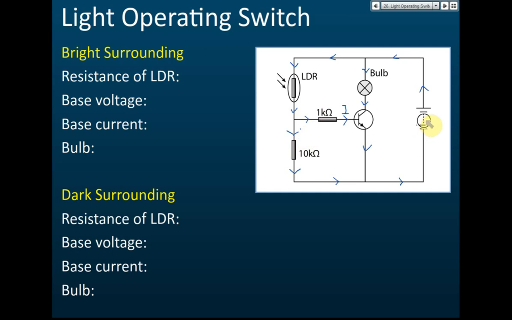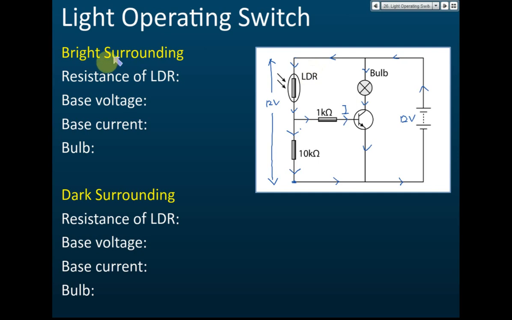Now let's say this cell is a 12 volt cell. 12 volt means from this point to this point is 12 volt. And this 12 volt is shared by these two resistors, according to the law of potential divider. Now, how do they share? They share according to the resistance.